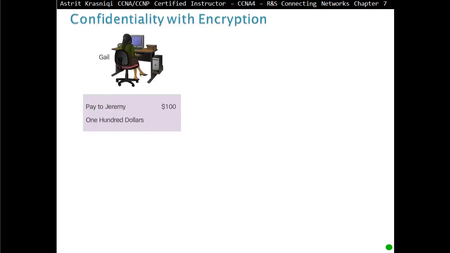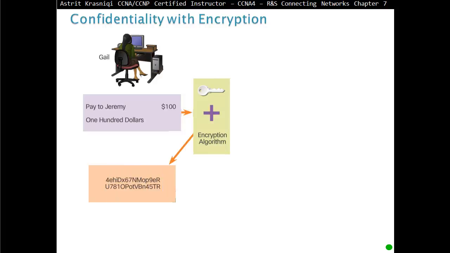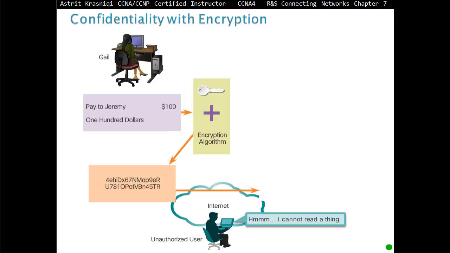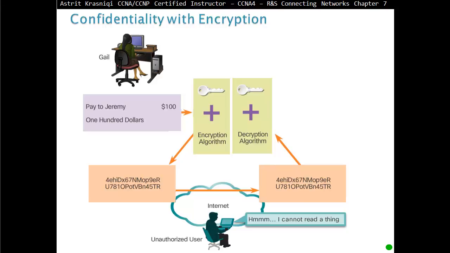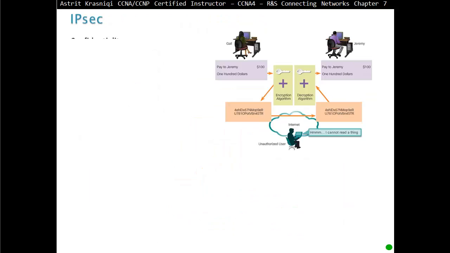So, confidentiality with encryption. For example, this lady wants to pay Jeremy $100. It's going to encrypt that packet with IPsec, and then it's going to send the encrypted format to the destination. So if an unauthorized user gets hold of that packet, they wouldn't be able to read what it says. The destination will be able to decrypt the packet that has been sent and receive the message.